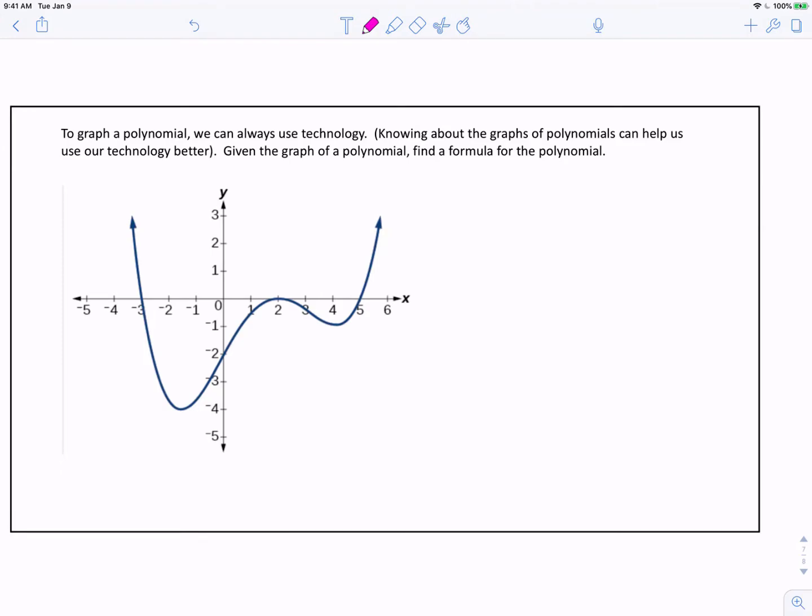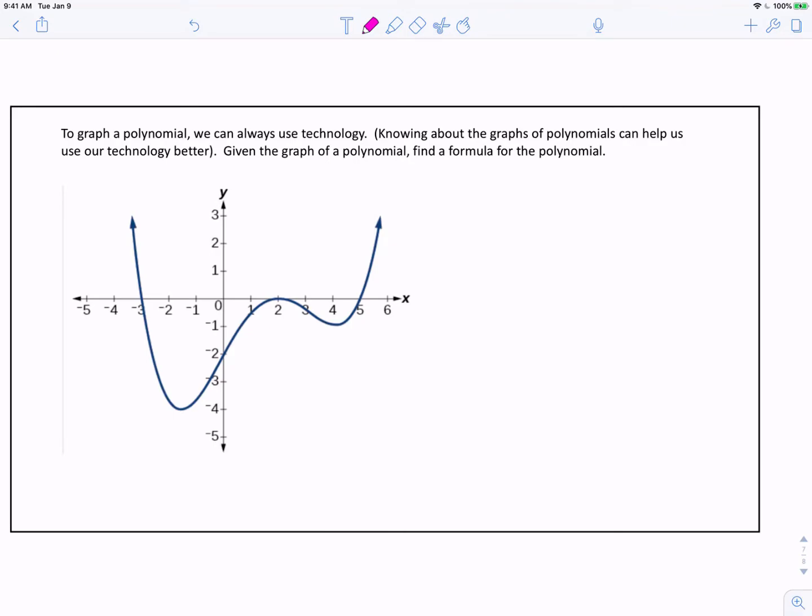Finally, if we want to graph a polynomial, it's pretty easy. We just use technology, but knowing what we've studied about the graphs of polynomials can help us use our technology better, like how to set the window better, how to interpret what we're seeing. Given the graph of a polynomial, can we find a formula for the polynomial? So that's the last topic in this section. So let's see if we can find a formula for this polynomial shown here.